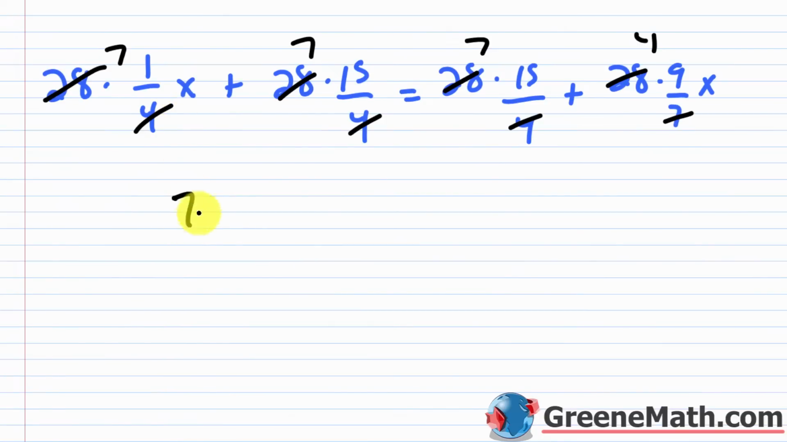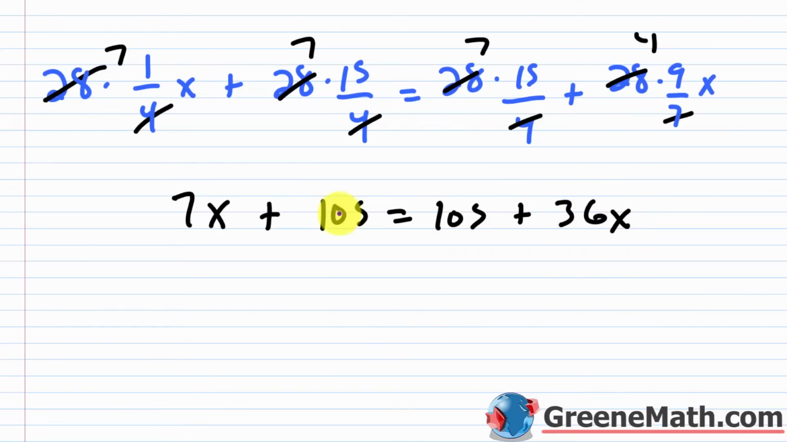Here we would just have 7x and then plus, what is 7 times 15? If you punch that into a calculator, you get 105. This equals, again, 7 times 15, so that's 105. And then we're going to go plus 4 times 9 is 36, and then times x, so this would be 36x. All right, now when you have the same thing on each side of an equation, you can get rid of it, because I could subtract 105 away from each side, but the quicker way is just to cancel it away. Okay, so that's going to be gone.